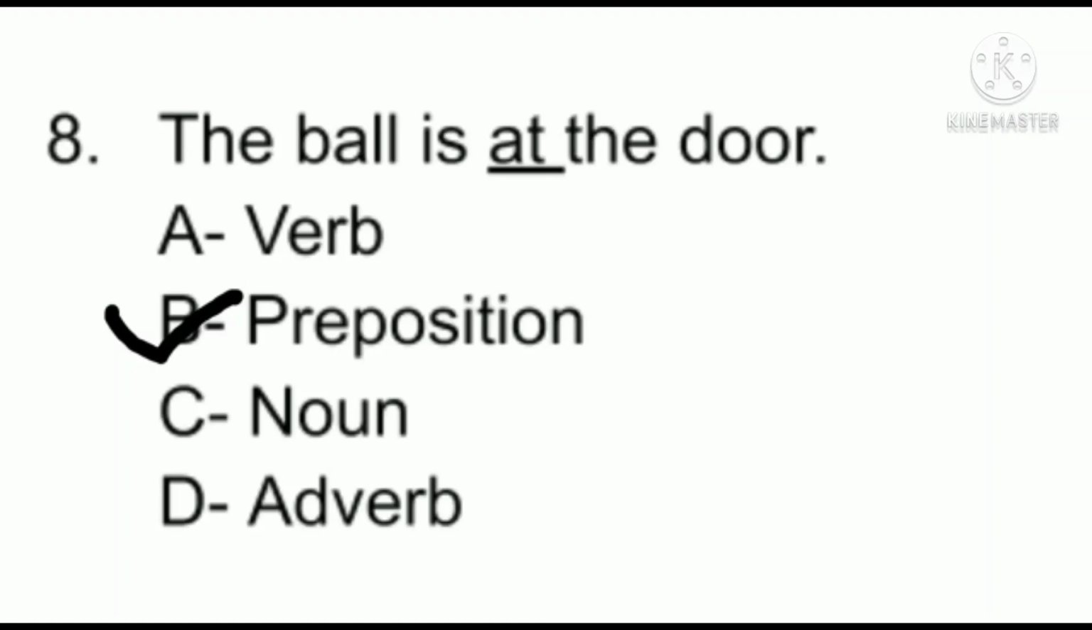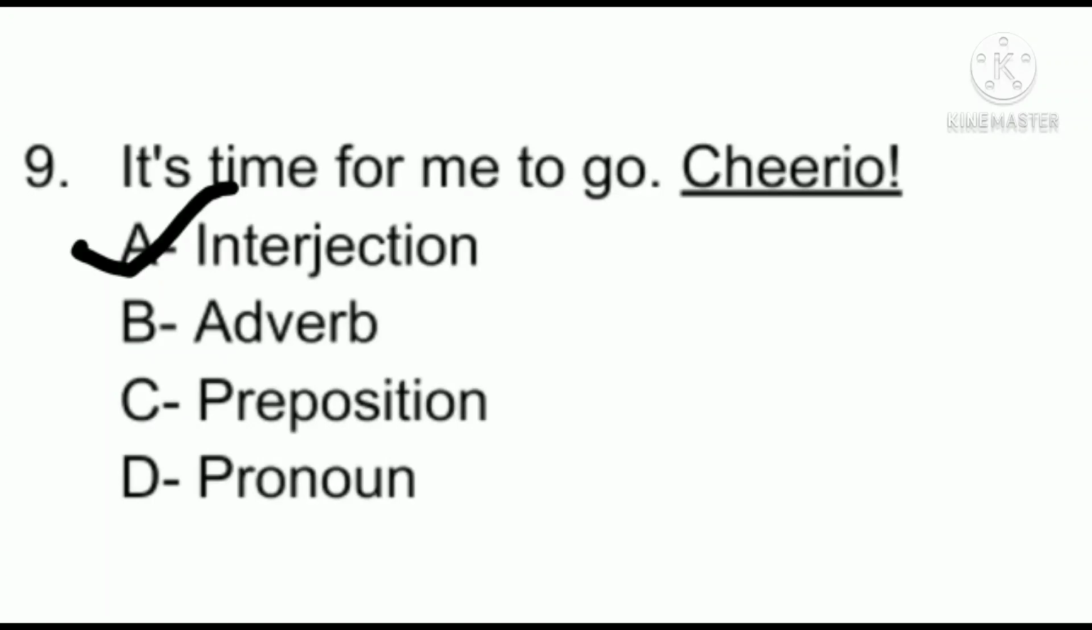Let's look into next question. It's time for me to go. Cheerio. Here the underlined word is cheerio and the correct answer for that is option A, interjection. Why interjection? Because Cheerio is an expression of joy. So it is interjection. Interjection means nothing but it's an expression or feeling of a person.